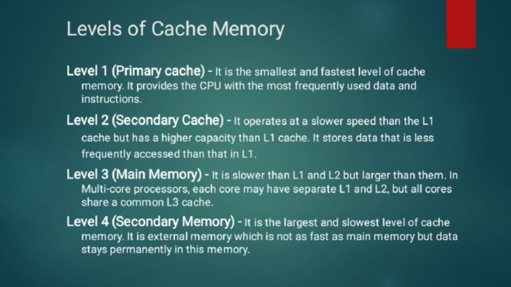Now, this is the newest level of cache memory that is becoming more common in high-end processors. It is the largest and slowest level of cache memory. It is located outside the processor and is used to store the data and instructions that are used very infrequently but are still needed by the processor. Next, you will learn about mapping in cache memory, which will be explained by Monish.